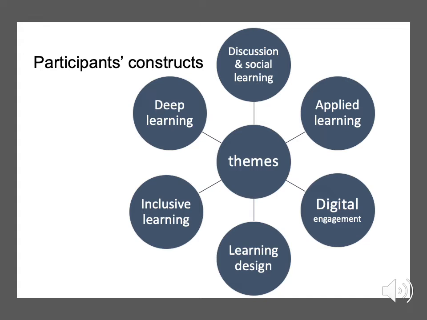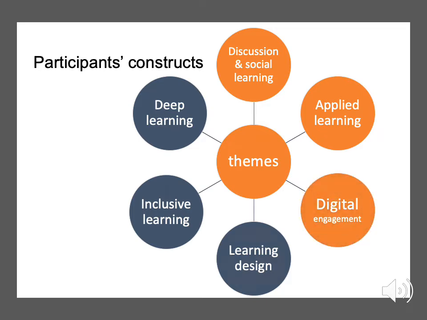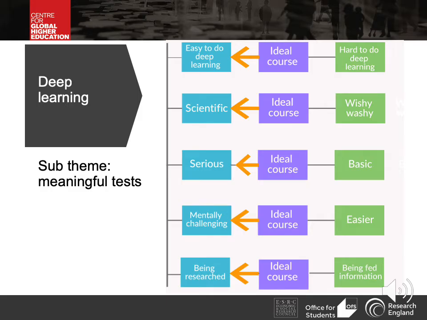Despite the uniqueness of each participant's constructs, there were a number of themes across the grids that emerged quite easily from thematic analysis. These were discussion and social learning, applied learning, digital engagement, learning design, inclusive learning, and deep learning. Here, for example, are a range of constructs at each end of the polls provided by participants that related to the theme of deep learning. Between the polls, the construct closest to participants' ideal course is indicated with an arrow.